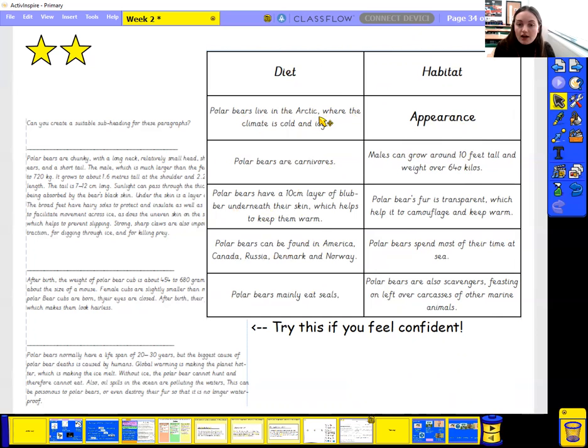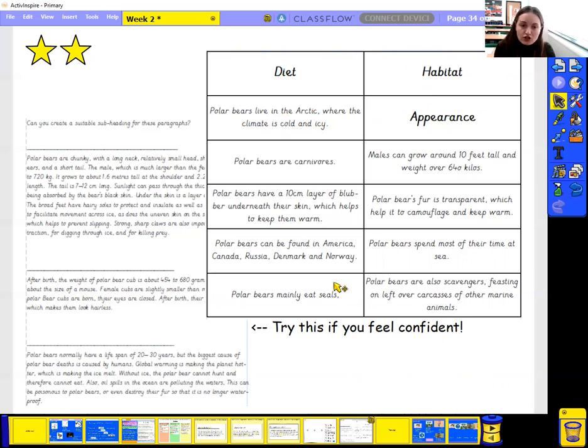Polar bears live in the Arctic where the climate is cold and icy. Is that telling me about their diet, their food? Is that telling me about their habitat, their home? Or is that telling me about their appearance, how they look? Fantastic. Polar bears live in the Arctic is telling me about their home. Okay, so you would cut that one out and put it underneath habitat.